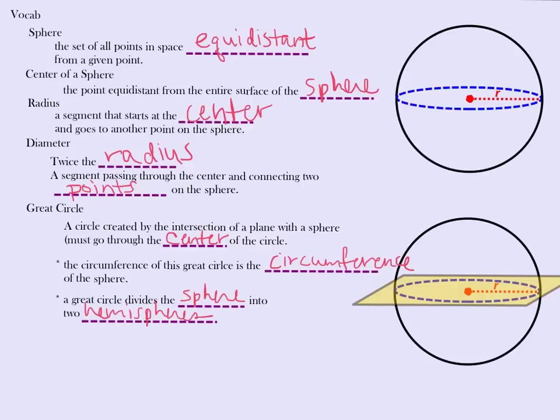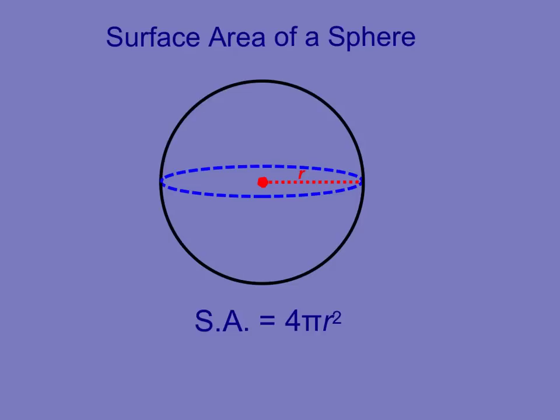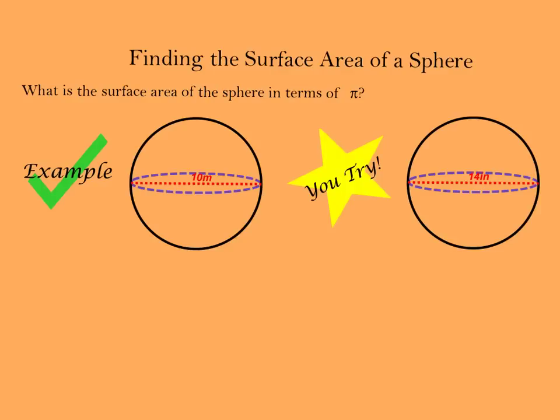So there's your vocabulary. Make sure you've got those pictures too. The pictures are really helpful. All right, next thing you need to know is the formula for the surface area of a sphere. Given any sphere, my surface area is going to be 4 pi r squared. So let's look at some examples.